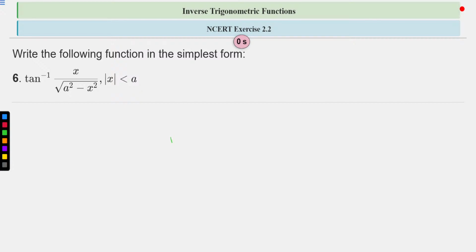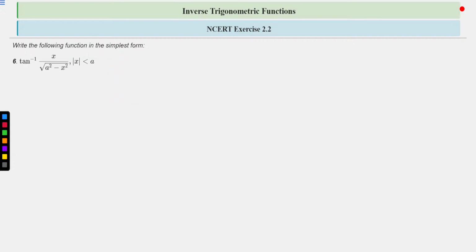So let us move to the solution part. See, we basically have to write tan inverse of x upon root over a square minus x square, when mod x is less than a, in the simplest form, right? So the correct answer will be sin inverse x by a, right? Let us see how it will come.